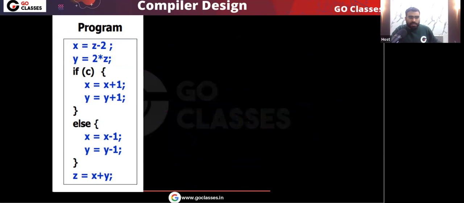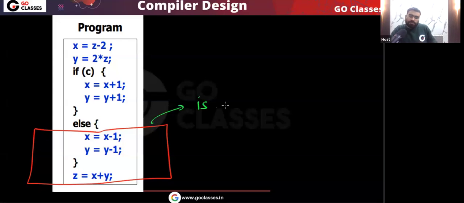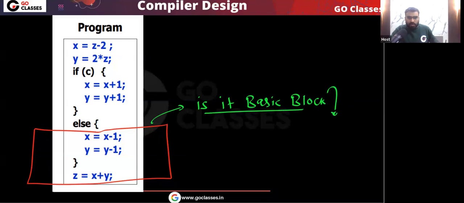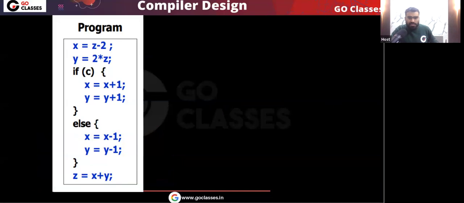So remember, in this code, let's find out all the basic blocks. Let me ask you one more question. For example, these three instructions, are they a basic block? Please tell me. Why is this not a basic block? A very simple question. I am asking about these three instructions.